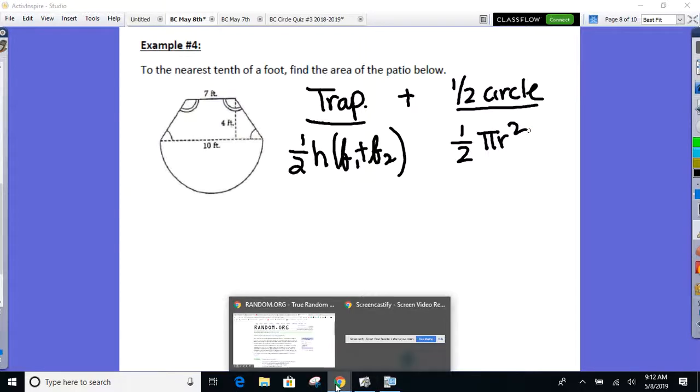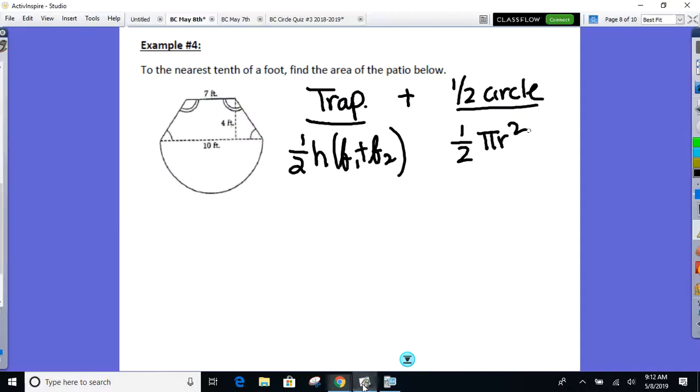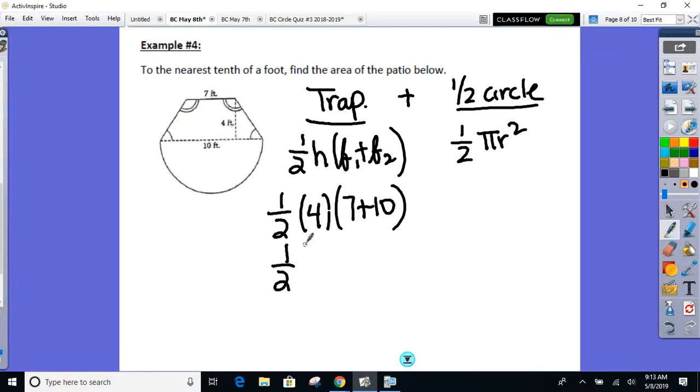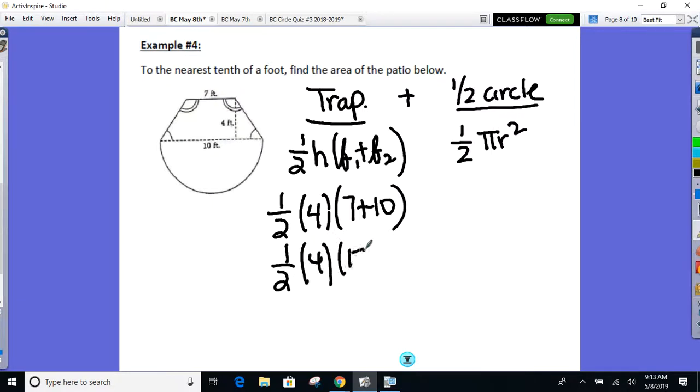All right, going to need somebody to help me plug in for the trapezoid. Here you go, 1/2. What's the height of this trapezoid? 4. How about the bases? 7 and 10. So that takes care of the trapezoid. So we're going to have 1/2 of 4 times 17. So you're coming up with the area of the trapezoid, hopefully as 34.